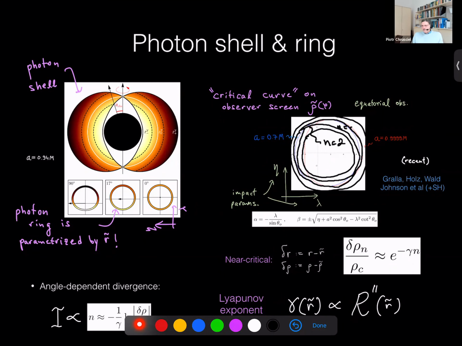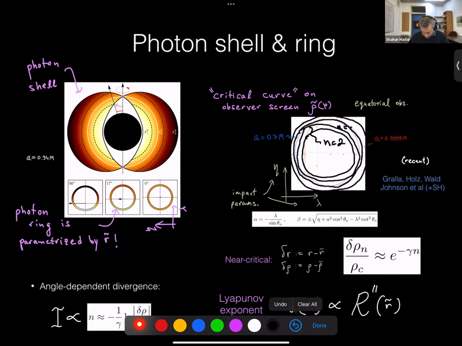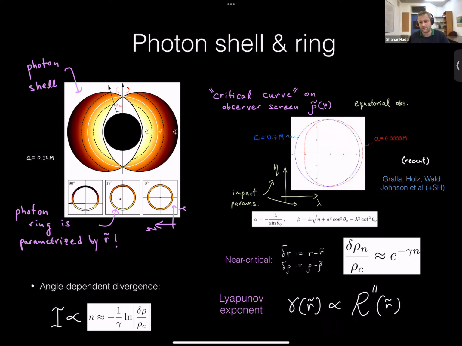Okay, thanks. Sometimes I use the terms a bit loosely, in particular exchanging photon shell and photon ring, maybe I do that sometimes, but one is the feature on the screen, one is the feature in the geometry, basically.